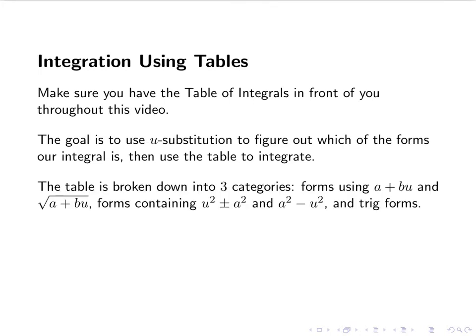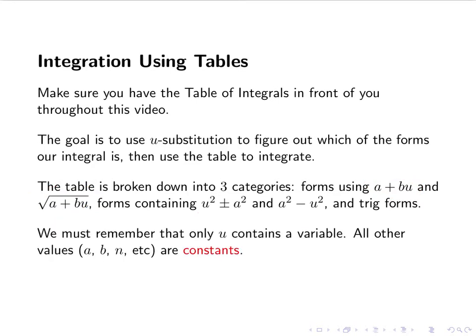The table is broken down into three categories: forms using a plus bu and the square root of a plus bu, forms containing u squared plus or minus a squared and a squared minus u squared, and trig forms. You have to be careful though, because sometimes the form will look like one of these two, but it's actually one of these guys. So I'm going to go through a couple of examples where that's the case, so you just got to be careful and don't just assume you know what it is and try to make it fit.